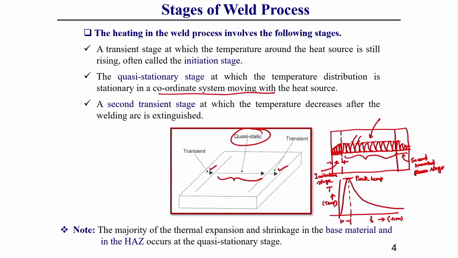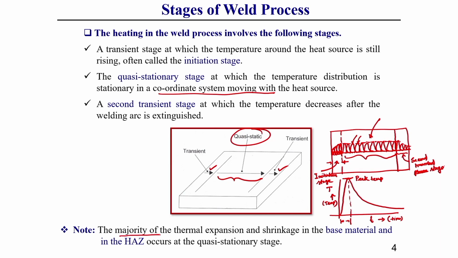That is why, based on this quasi stationary zone, a lot of different solutions are available for the weld thermal field, which I am going to discuss in a subsequent slide. So, that is why I have written here that the majority of the thermal expansion and shrinkage in the base material as well as in the heat affected zone occurs at the quasi stationary stage. This I have already written.